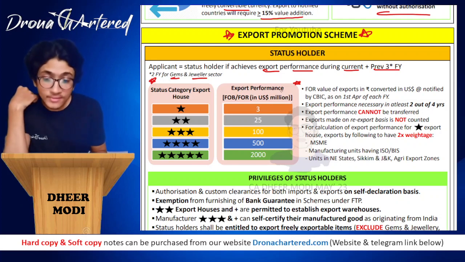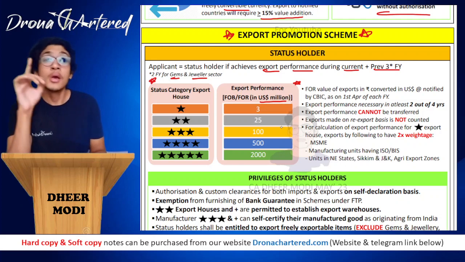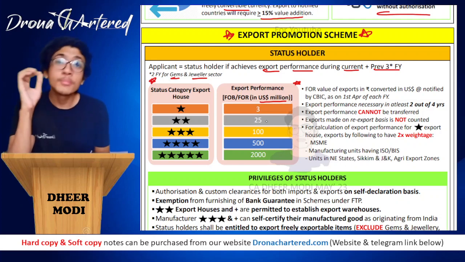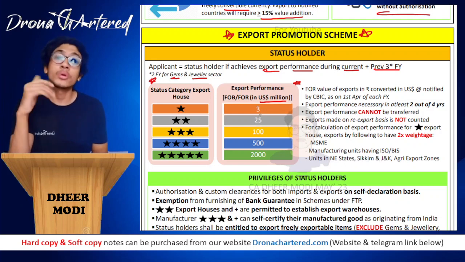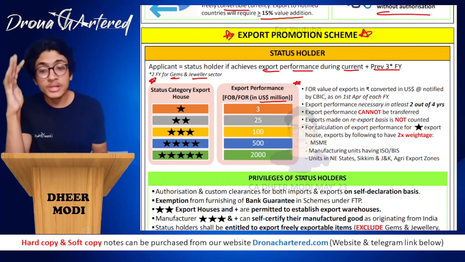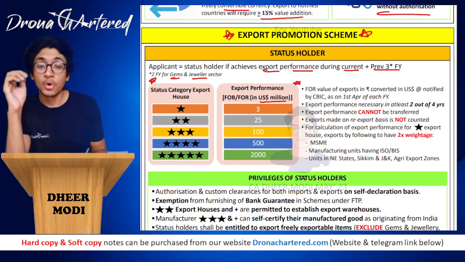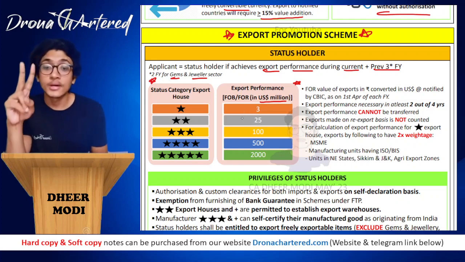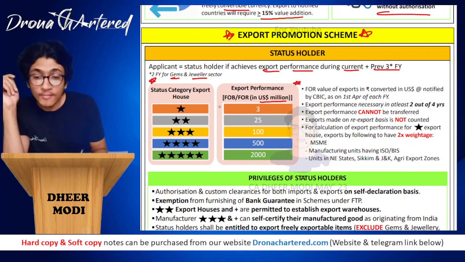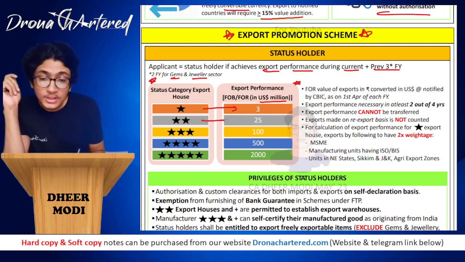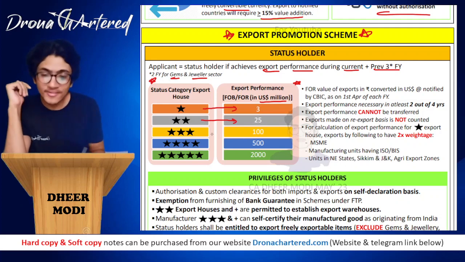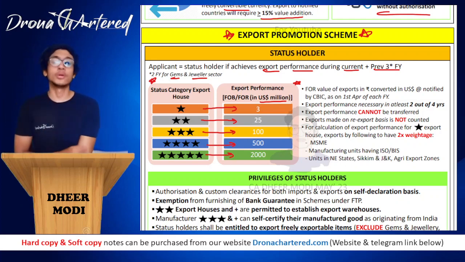If your export performance in US million dollars, million has 6 zeros, is 3 million or more, you will be considered a 1 star. So 1 star is 3 million, 2 stars is 25 million, 3 stars is 100 million, 4 stars is 500 million, and 5 stars is 2000 million US dollars.